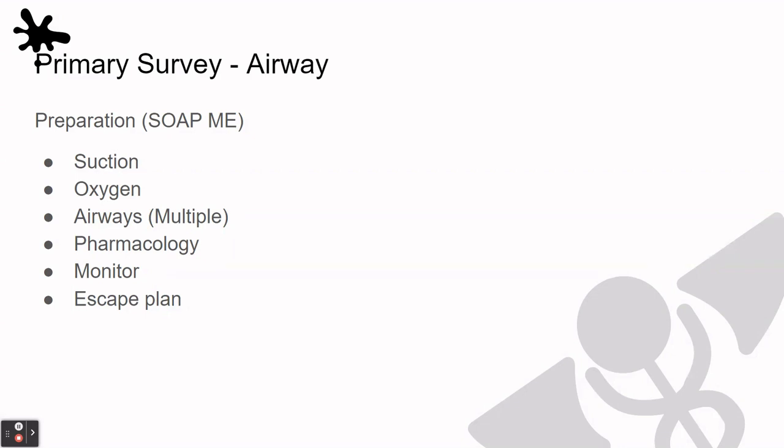Pharmacology, you know what you're going to use for your RSI drugs. Make sure, if you have a pharmacist on hand, that they're pulling them, or your nurse or whoever it is. Make sure they're on the monitor and make sure you have an escape plan. So if this goes wrong, what is the next step?